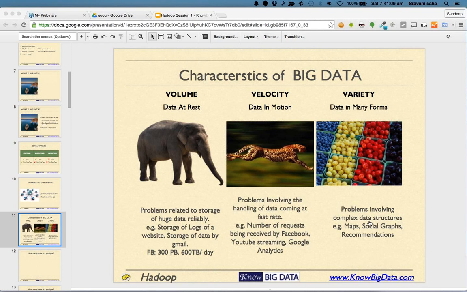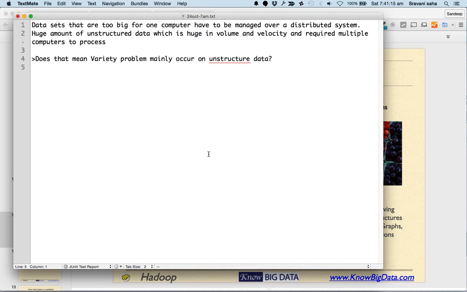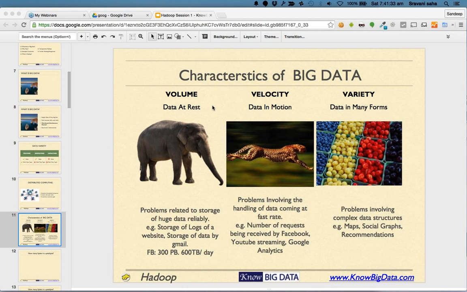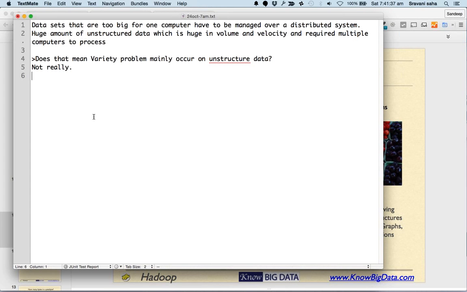All right. One is from Rohit. The question is, does that mean variety problems mainly occur on unstructured data? Not really. Okay. So when we say variety, it actually means the variety of data as well as the variety of problems. Let's think about a recommendation engine. In the case of a recommendation engine, the input data is well formatted and structured. We will talk about the recommendation engine. So there are many problems where, even though the input data is well structured, because the problem statement is really difficult, we require a multitude of computers to solve such problems. So variety means variety of data and variety of problems, both.